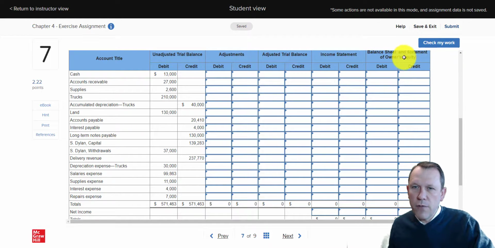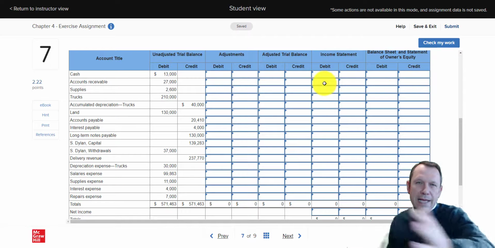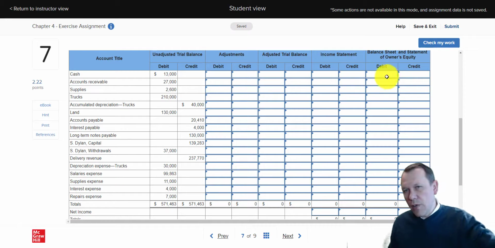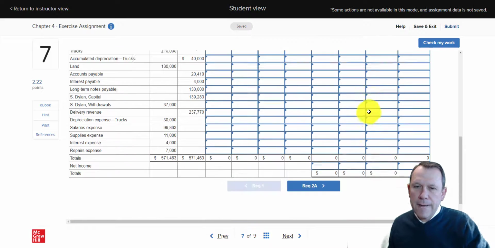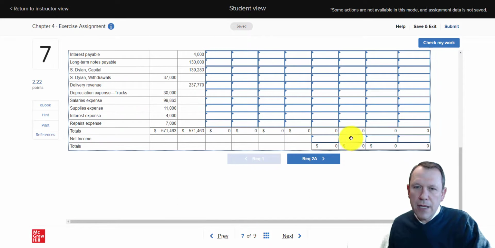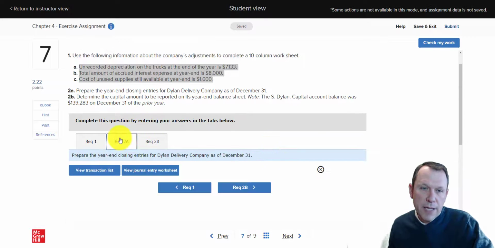Balance sheet and statement of owner's equity, we're going to slide those assets, liabilities, and equity accounts all the way across here, right? And then down at the bottom, our net income is going to help everything balance out at the very bottom at the end. Okay, so that's going to be the first thing.